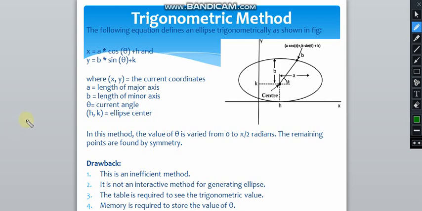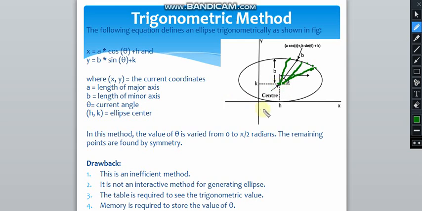Let's move on to the second method, that is the trigonometric method. The following equation defines an ellipse trigonometrically as shown in figure. Here a is the major axis, b is the minor axis, and theta is the current angle. Theta changes from point to point as the point on the ellipse changes. So now this is theta, now this is theta. तो ऐसे theta कम और ज़्यादा होगा. And h, k is the ellipse center.